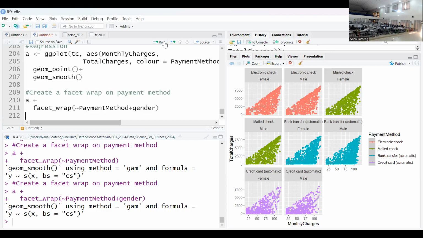Right. So you can add gender to create it. You see that here we have male, female for electronic check with their regression line. We have that for male, female for bank transfer and stuff like that. Based upon what you have, you can do a facet graph and then segregate it further, get deeper insight into it.